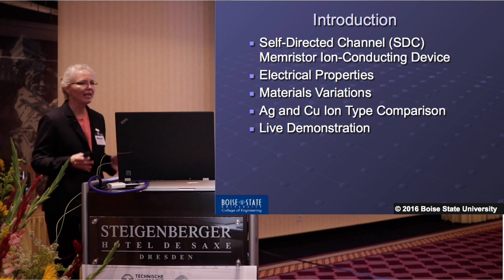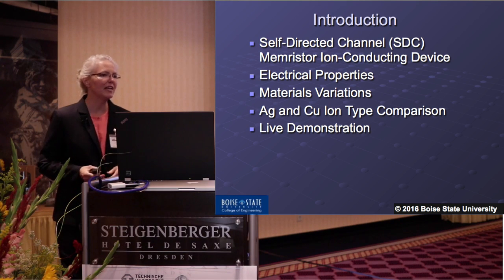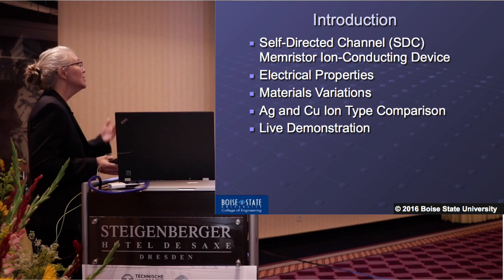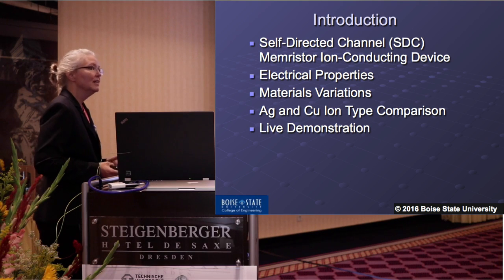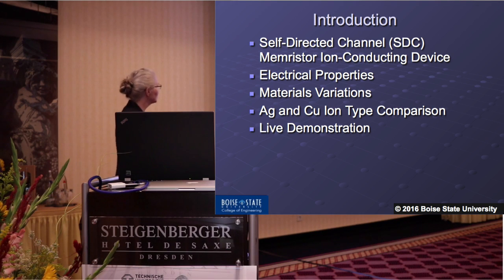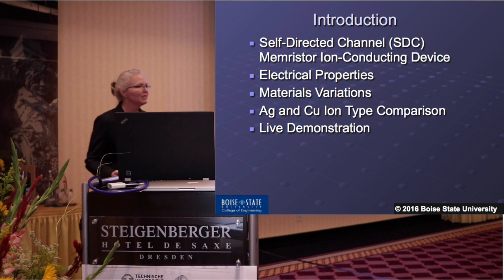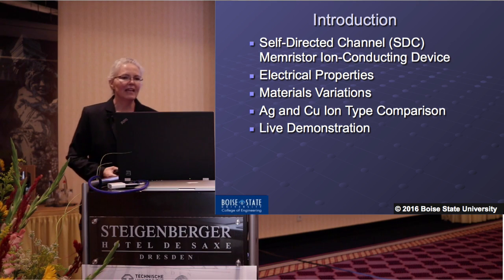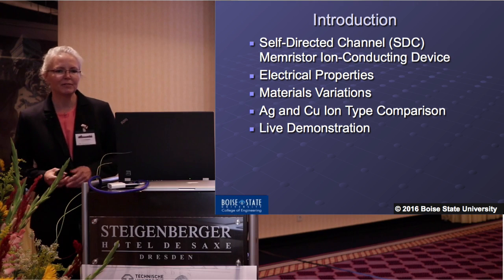And this is a name we came up with just recently to differentiate it from some of the other Memristors, which could be confused with this one. It's an ion conducting device. We're going to talk about electrical properties, some materials variations, as well as what happens when you put copper in the system instead of silver. And then we're going to do a live demonstration.